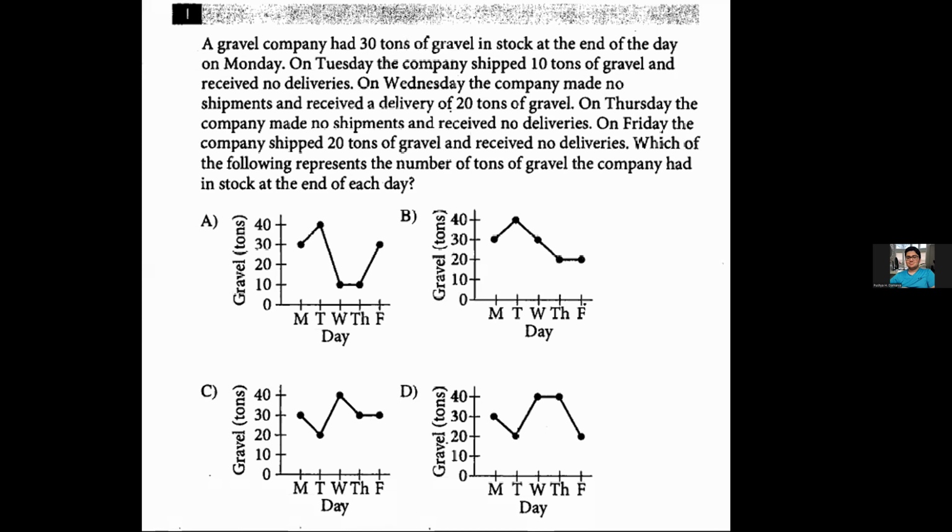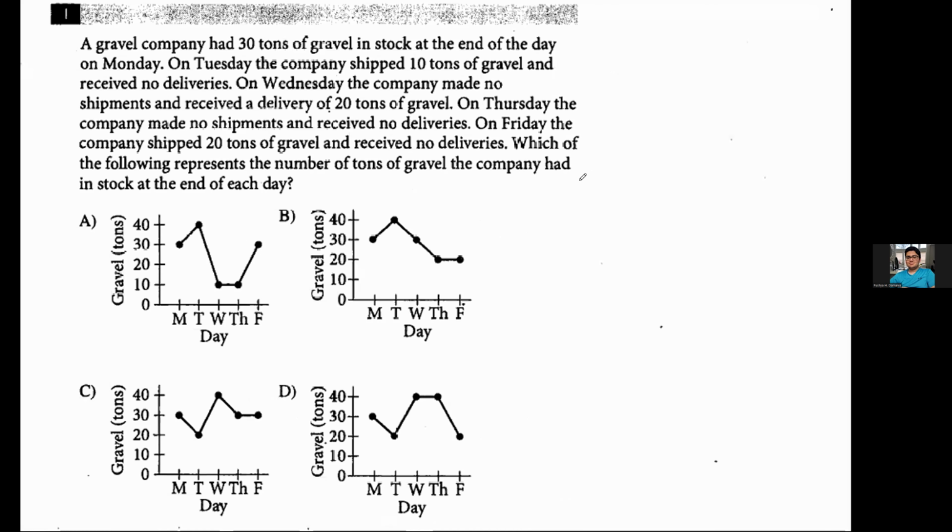So for question one, they start with 30 tons on Monday, so Monday 30, and then they ship 10 tons of gravel, so they have 20 left by the start of Tuesday. So this is increasing by 10, this is increasing by 10, these two are decreasing, so it could be either C or D.